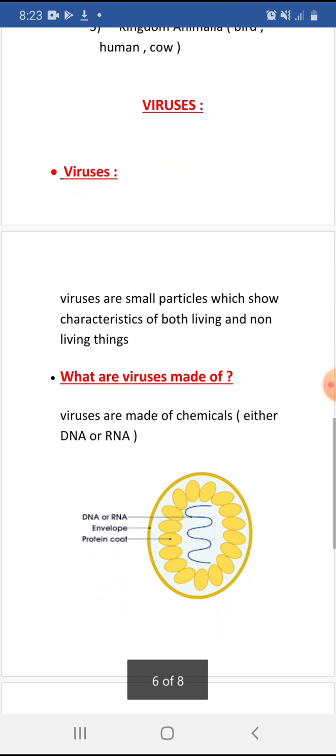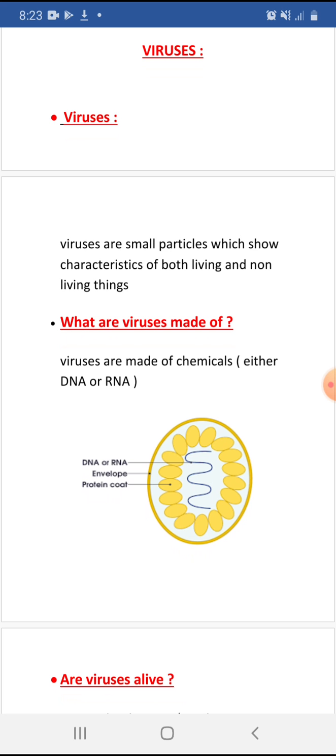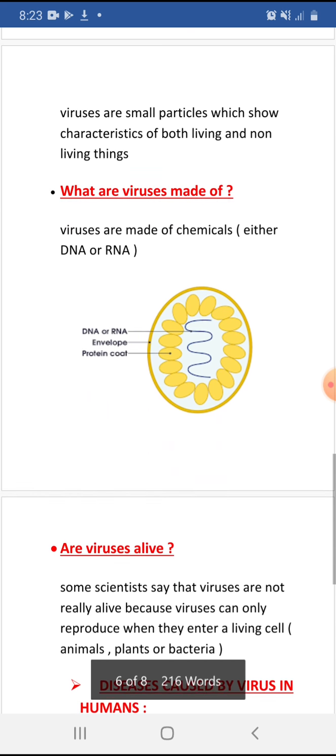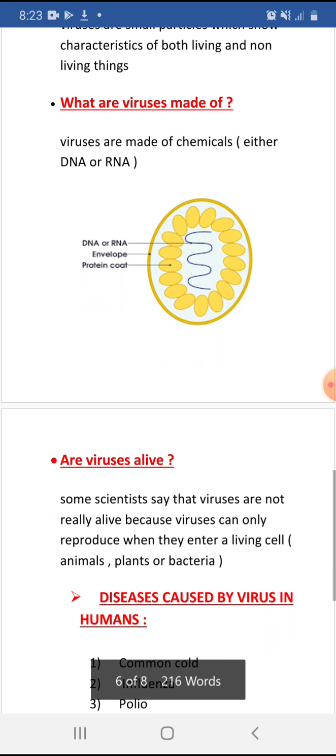So now, what are viruses? Viruses are small particles which show the characteristics of both living and non-living things. They are also considered to be on the borderline between the living and non-living. We will see why they are considered on the borderline, because they have the characteristics of both living and non-living.